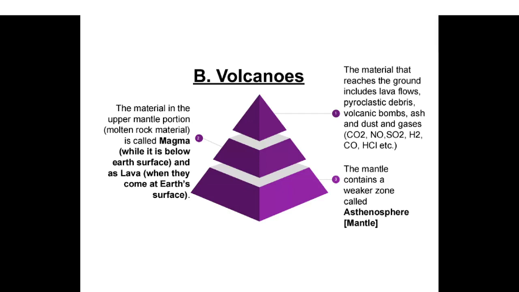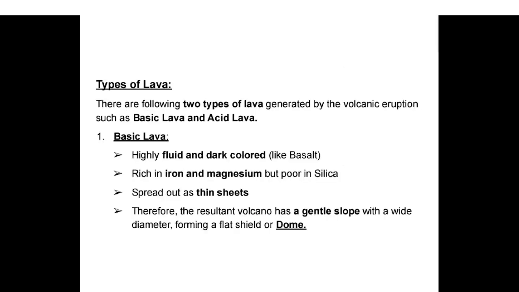The molten rock material in the upper mantle is called magma while it is below the Earth's surface, and lava when it comes onto the Earth's surface. Types of lava. There are two types of lava generated by volcanic eruption: basic lava and acid lava. Basic lava is highly fluid and dark colored like basalt, rich in iron and magnesium but poor in silica, and spreads out as thin sheets.